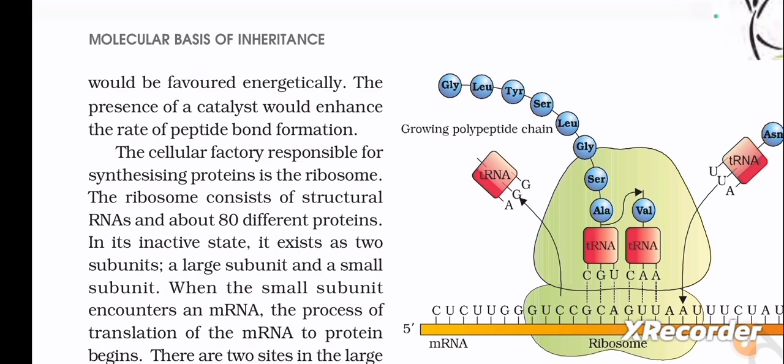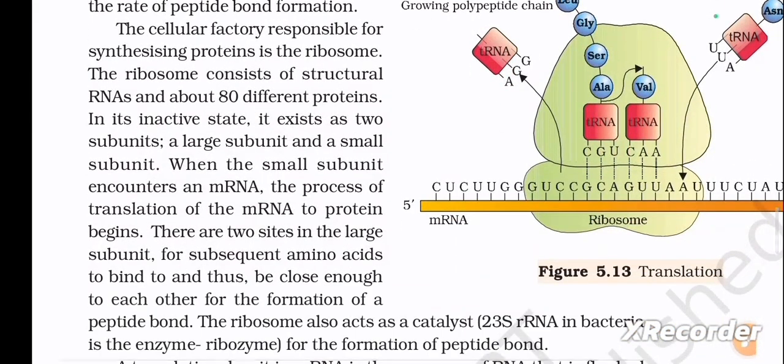The cellular factor responsible for synthesizing proteins is the ribosome. The ribosome consists of structural RNAs and about 80 different proteins. In its inactive state, it exists as two subunits, a large subunit and a small subunit. When the small subunit encounters an mRNA, the process of translation of the mRNA to protein begins.